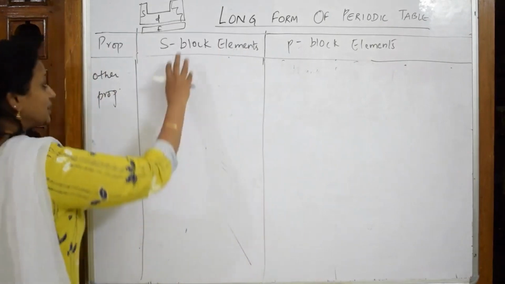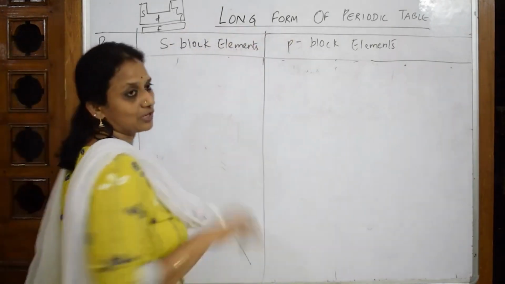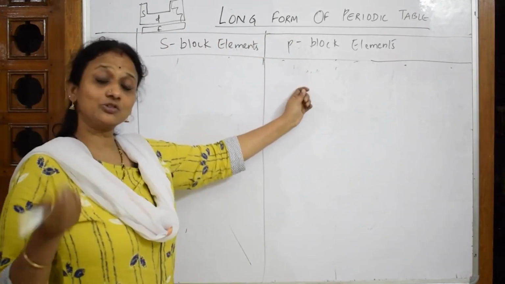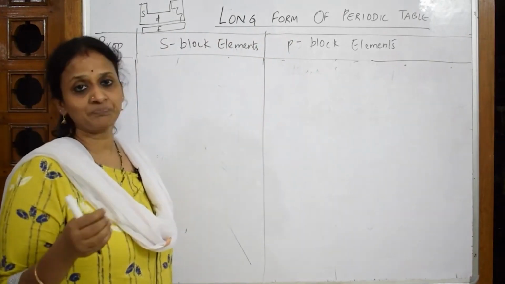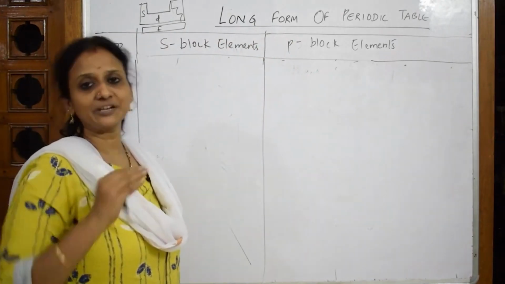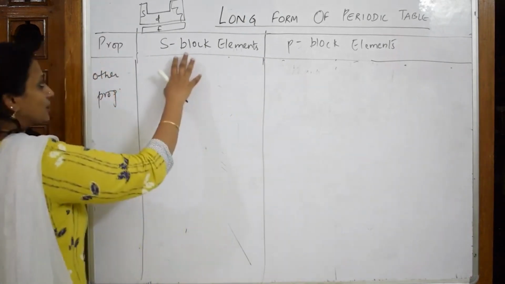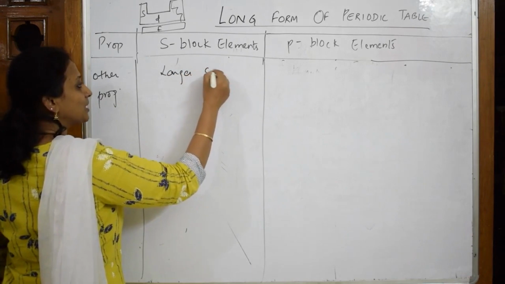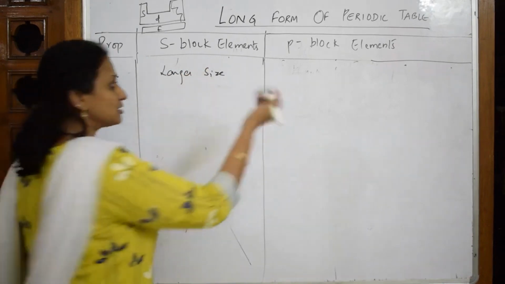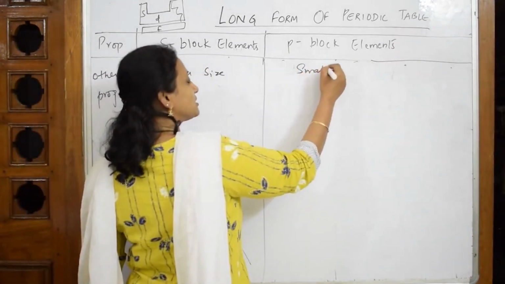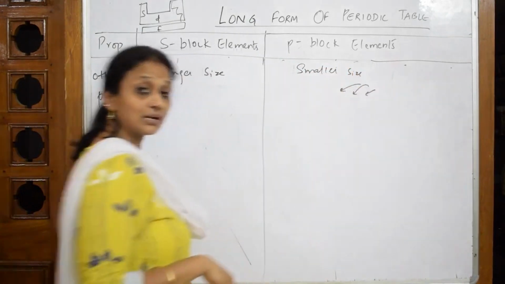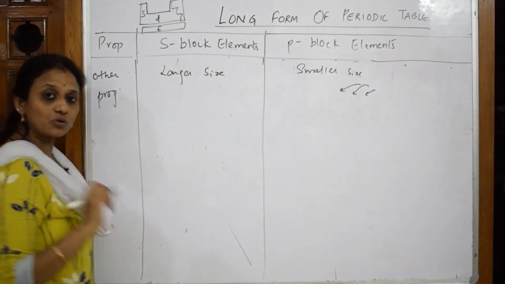Done. So when I compare the S block elements and P block elements, we have already seen there is a size difference. In the P block, since the electron keeps entering the same P shell, what will happen? The size reduces from left to right in a period. So compared to this, S block elements have larger size, isn't it? Right. S block has larger size, here smaller size. Why? Just now I told you the reason, because the electron is always added to the P shell. So because of the larger size, what will be low?